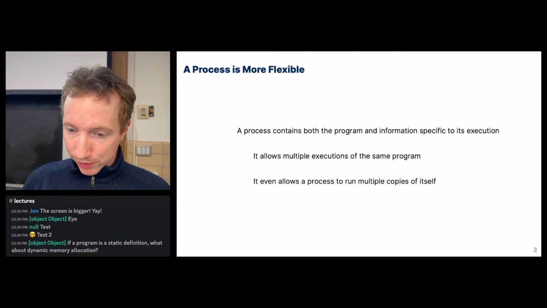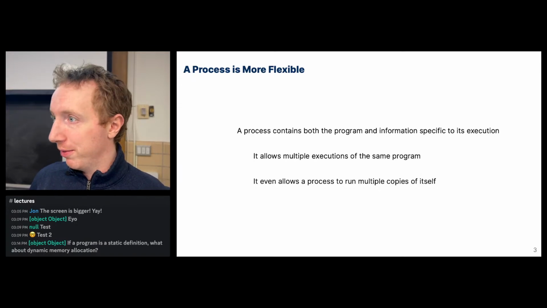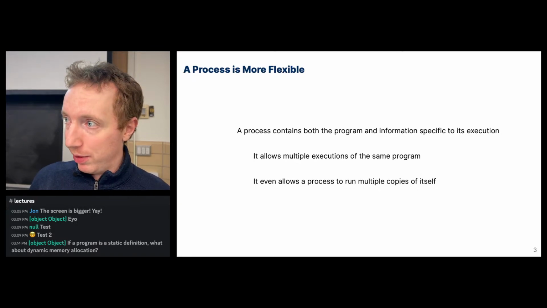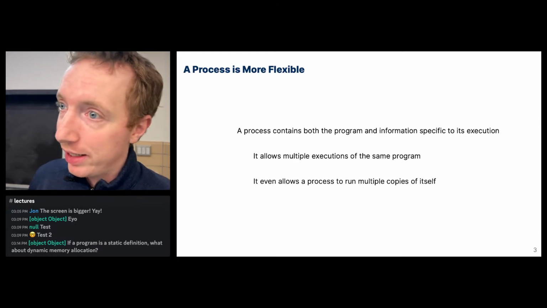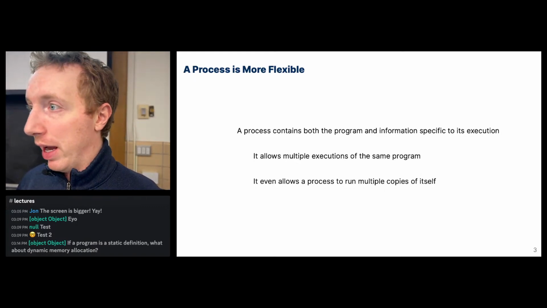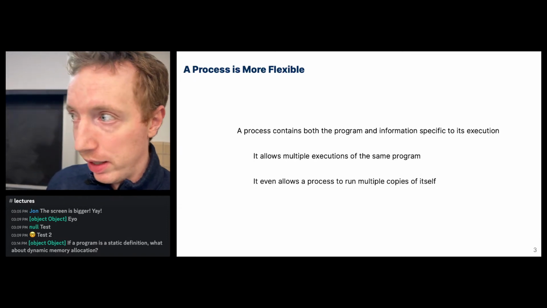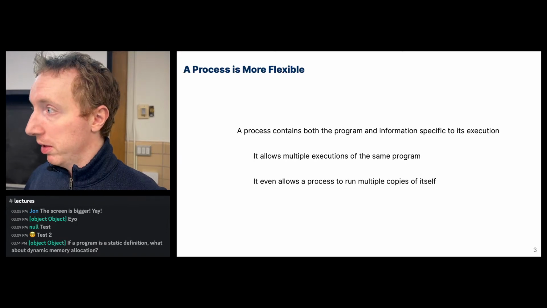So there's a question: if a program is a static definition, what about dynamic memory allocation? When your program executes, the dynamic part comes because it allocates memory while it's running. It executes some instructions, makes a function call that says, hey, I need some memory, and that would probably make a call to the kernel if it needs to get more memory, and then it would carry on.